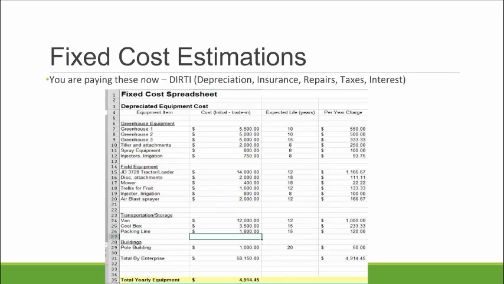We did a case study a couple years ago of a greenhouse business, and this is an example of the fixed cost spreadsheet that we created from that. And what it does is list out our equipment. So this is for the depreciation. This is not depreciation as far as your taxes go. This is depreciation as far as your farm profitability goes. So what we did was we included the cost of each of these pieces of equipment. We gave an expected life to those, and then we gave a per year charge. So we know how much that greenhouse is costing us on an annual basis, so we can apply that expense to the crops, to the farm.